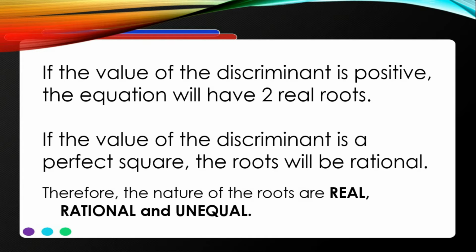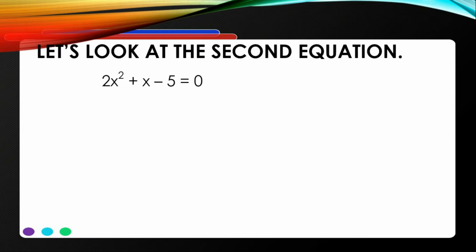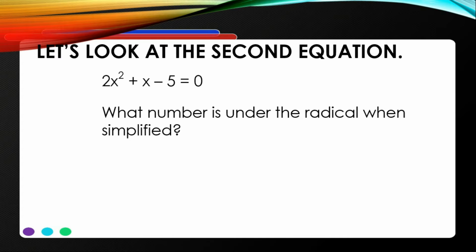Then again, remember this, that if the discriminant is positive and is a perfect square, the nature of the roots are real, rational, and unequal. Okay, let's continue. Let's look at the second equation. We have 2x squared plus x minus 5 is equal to 0. What number is under the radical when simplified?